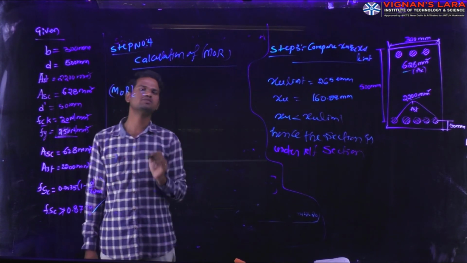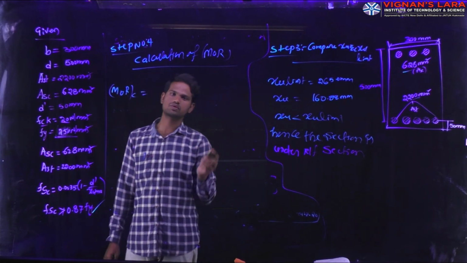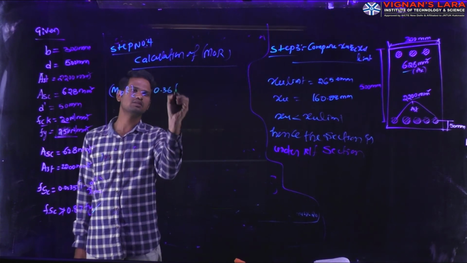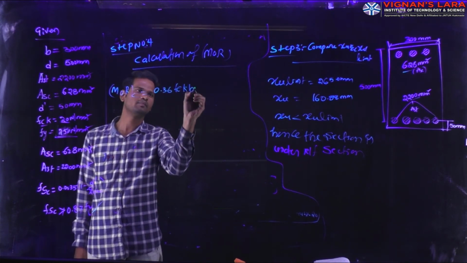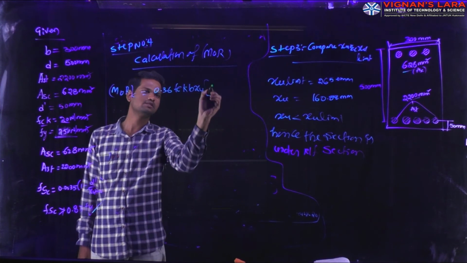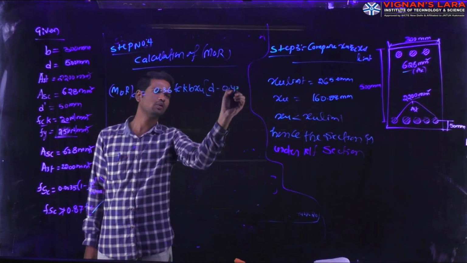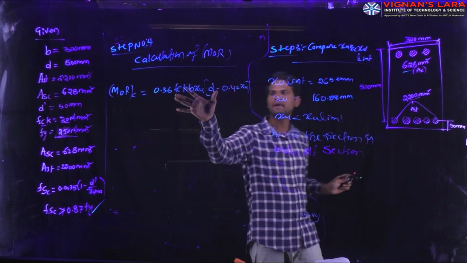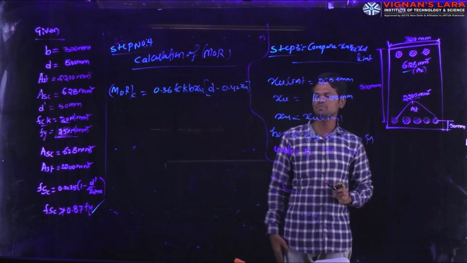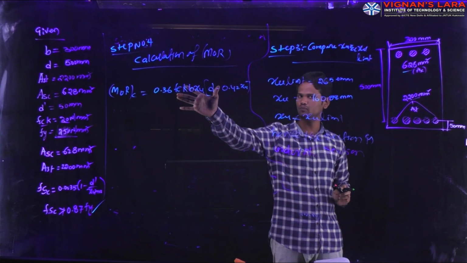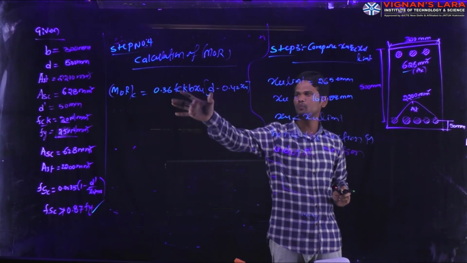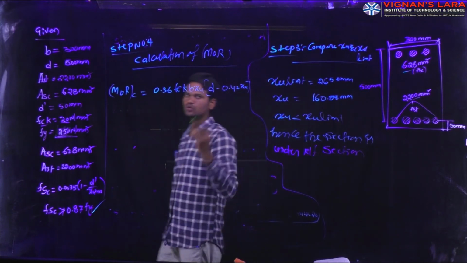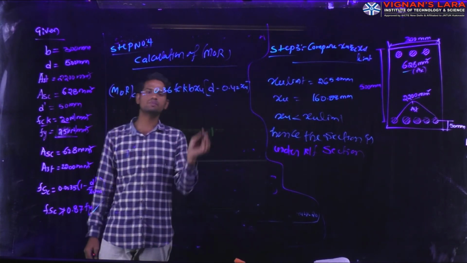Moment of resistance equal to total compressive force into lever arm, that is nothing but 0.36 into FCK into B into XU into D minus 0.42 into XU. This is the moment capacity for the singly reinforced beam section, or this is the limiting moment. Up to now the beam can carry some certain load. For the extension we have to provide the steel reinforcement in the concrete.